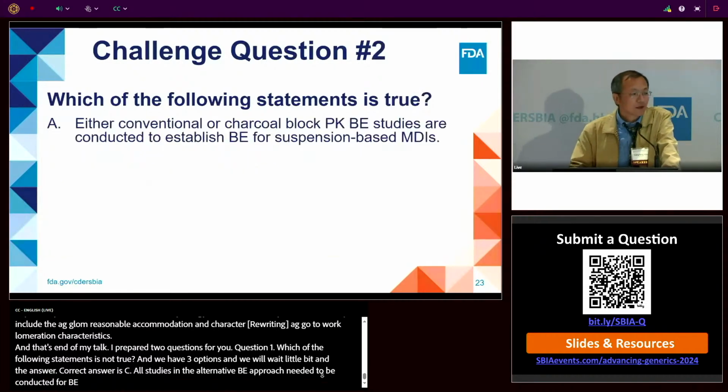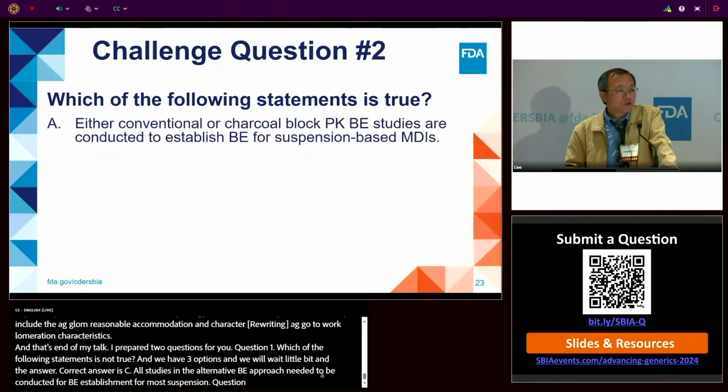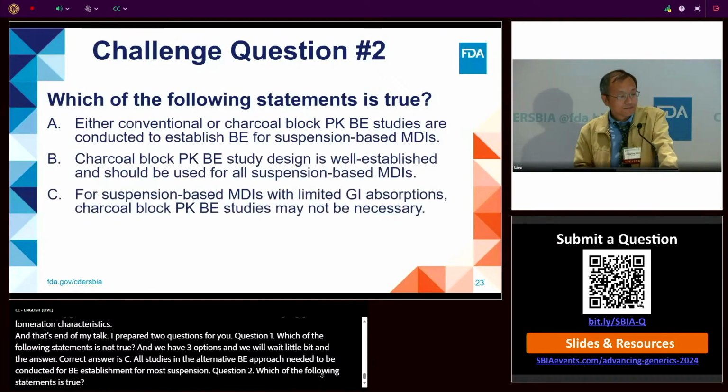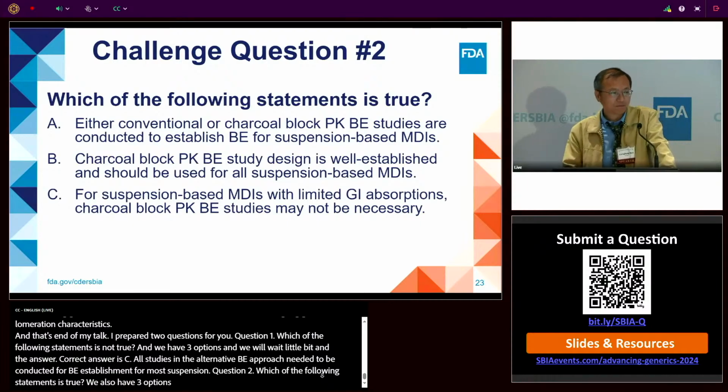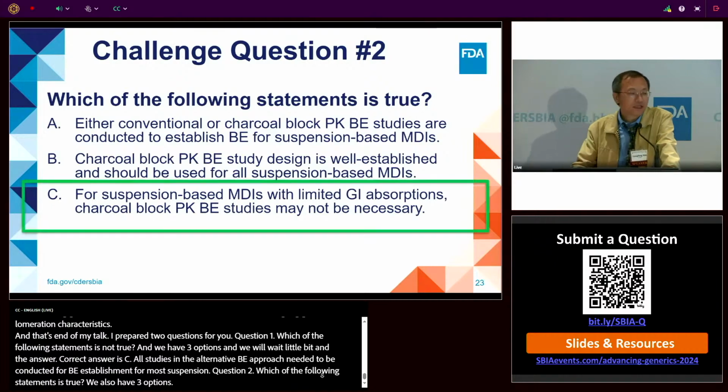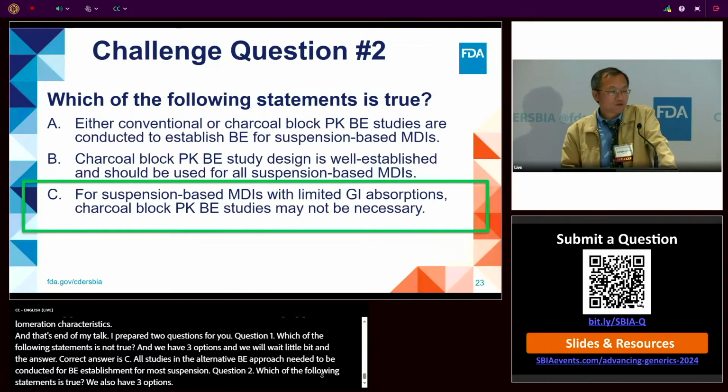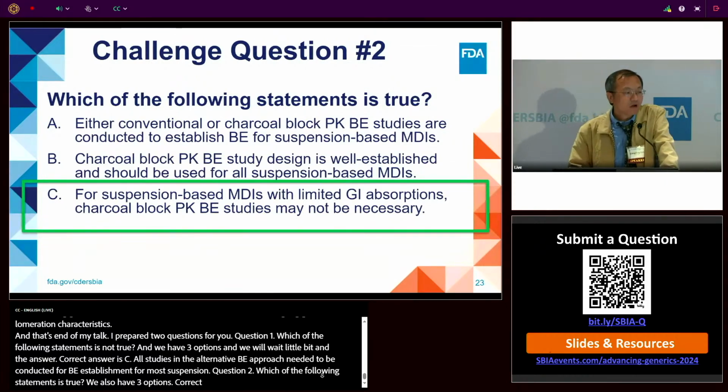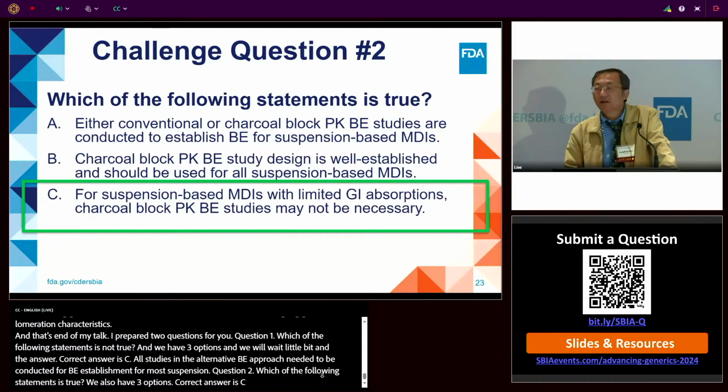Question 2, which of the following statements is true? We also have 3 options. The correct answer is C. For suspension-based MDIs with limited GI absorption, charcoal block PK BE study may not be necessary.